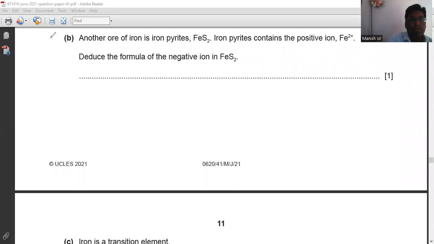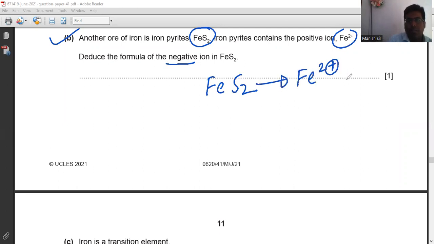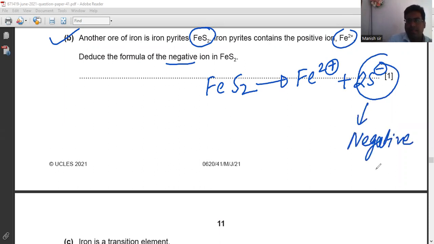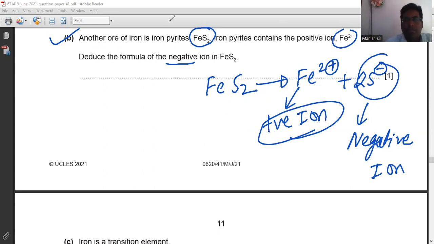Question: another ore of iron is iron pyrites, FeS2, right? Iron pyrites contains the positive ion Fe2+. Deduce the formula of the negative ion. So this is FeS2, right? So here the oxidation state is given. When it dissociates, it forms Fe2+ and 2S minus. So this will be the negative ion. This is your negative ion, and this is the positive ion. Right, so this will be the answer.